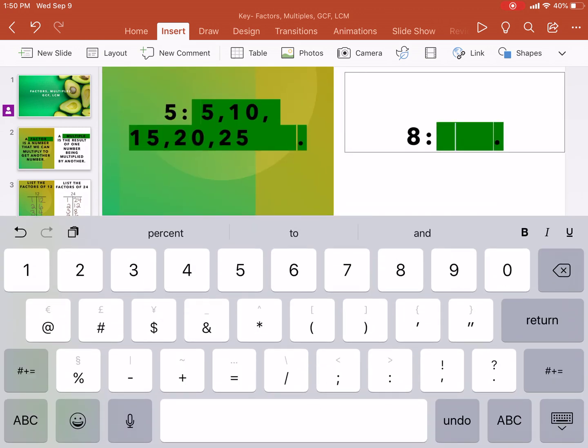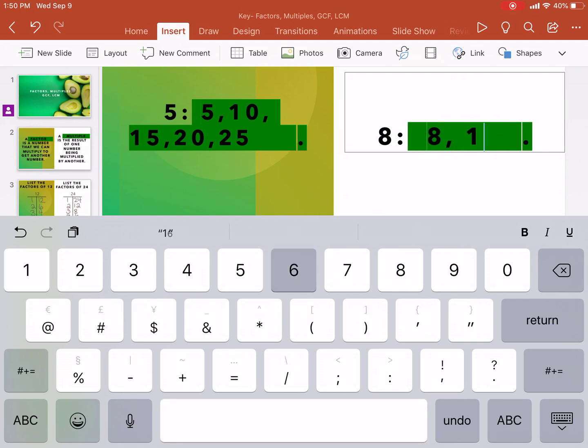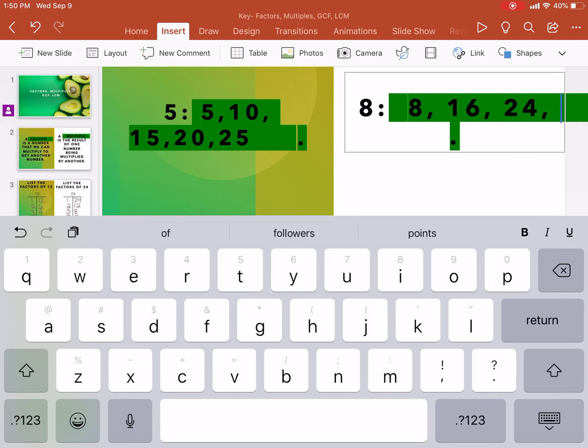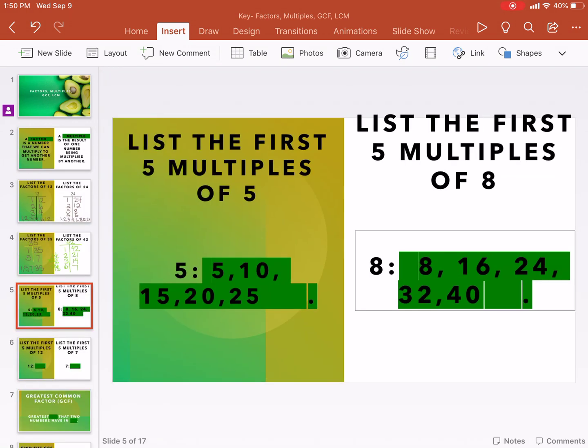Here we go. 8, 16, 24, 32, and 40, counting up by 8s. Okay.